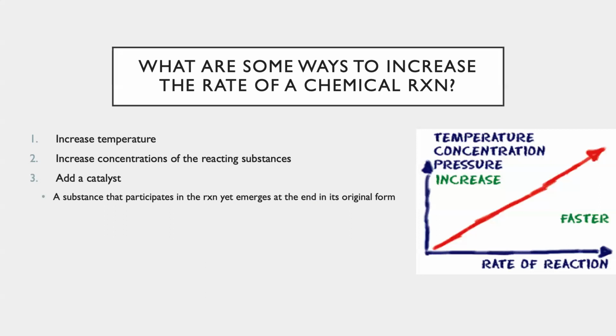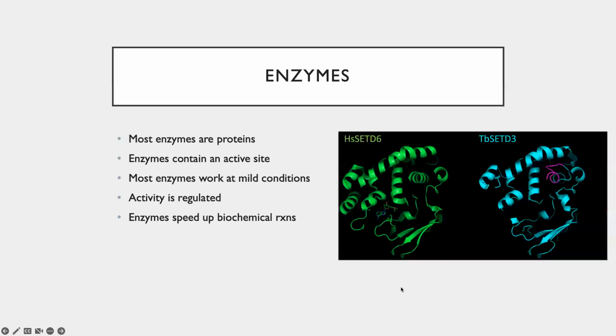So finally, what we can do is add a catalyst. A catalyst is a substance that participates in the reaction, and yet it emerges at the end in its original form. This is probably the most applicable way to increase the rate of a chemical reaction in biochem, and our catalysts are going to be enzymes. So, enzymes versus a non-biological catalyst: most enzymes are proteins and they're very dynamic. Enzymes contain a specific fraction of the structure where reactions take place, and this is called the active site.